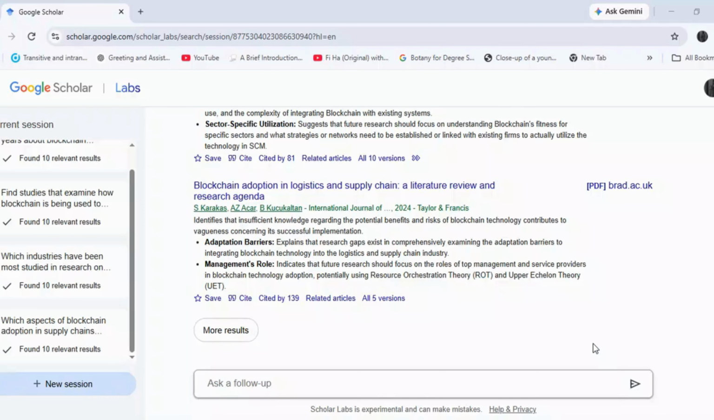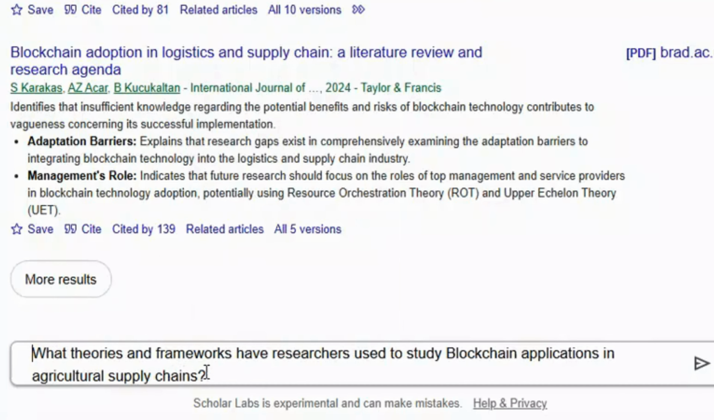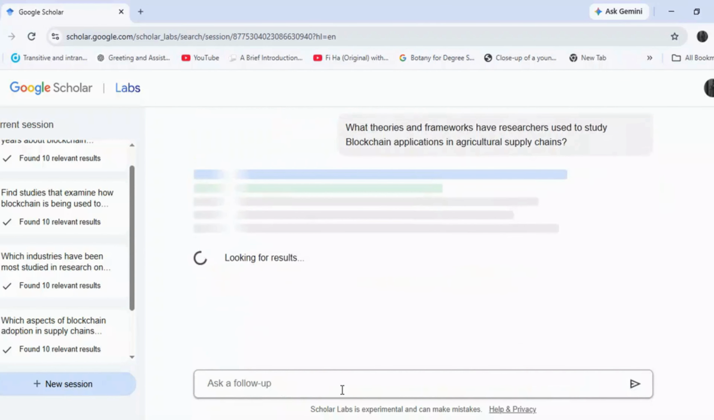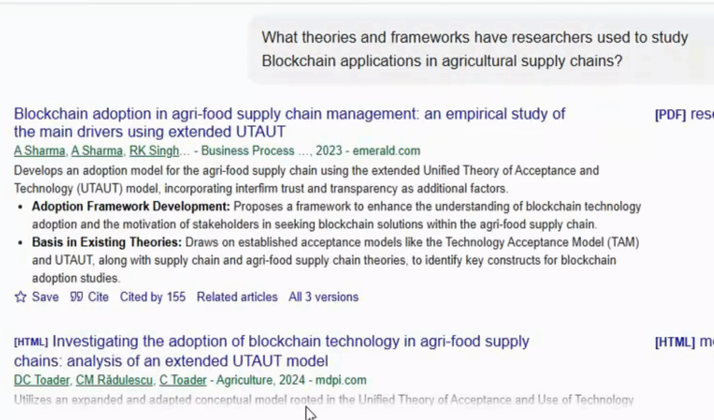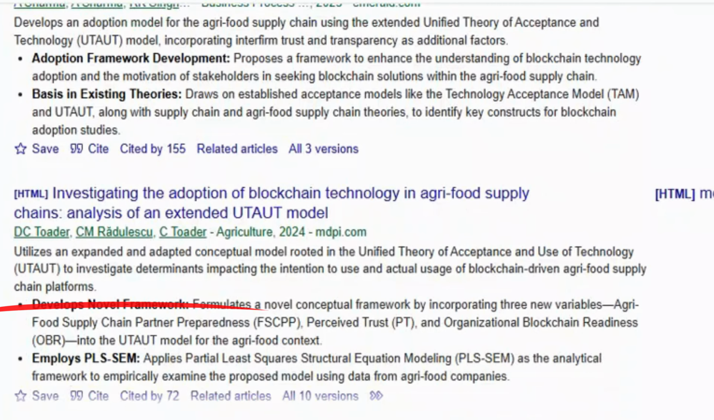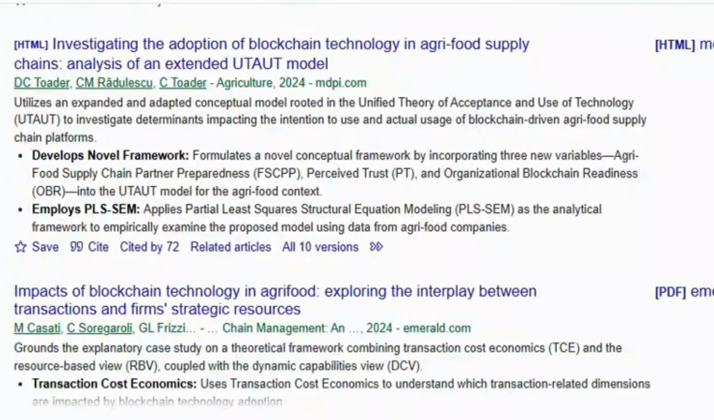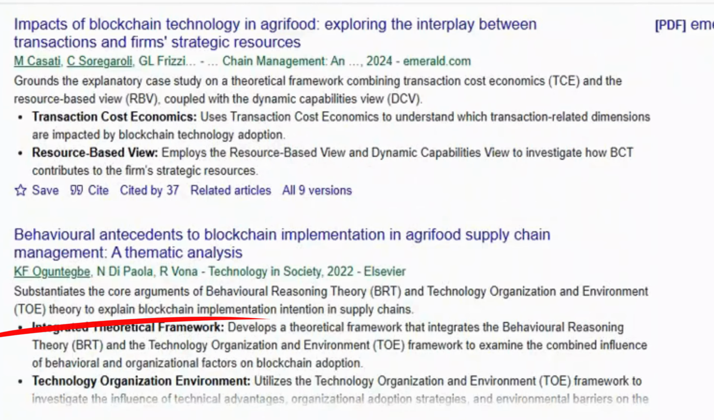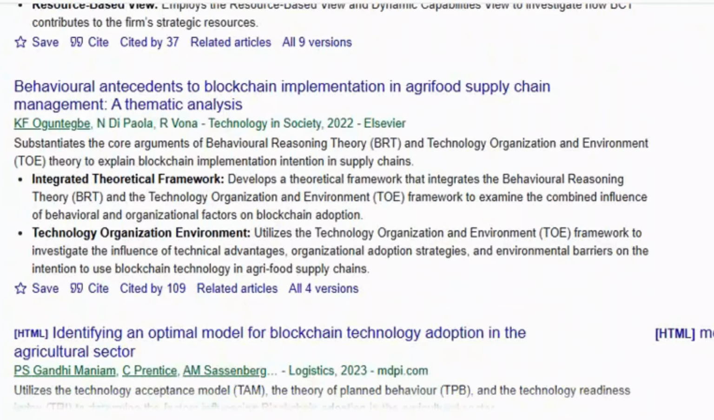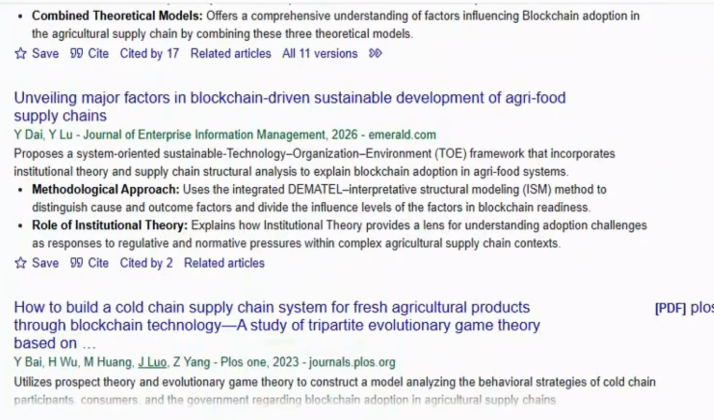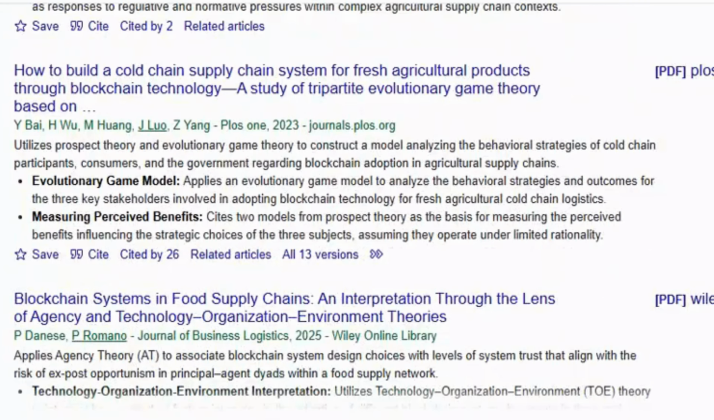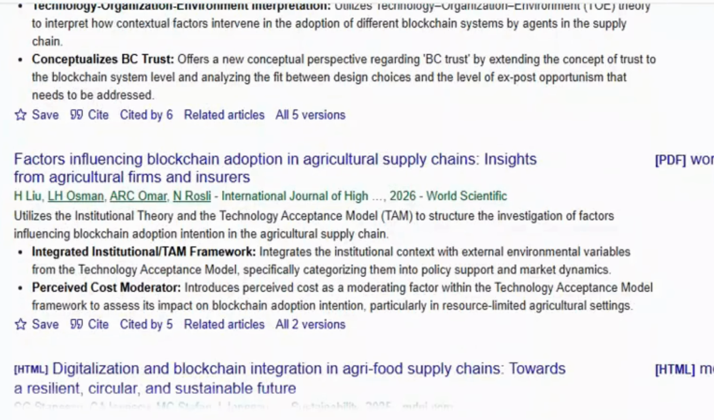So, I used a prompt such as, "What theories and frameworks have researchers used to study blockchain applications in agricultural supply chains?" Now Scholar Labs has identified the main theories and frameworks used across the research. For example, the results include the unified theory of acceptance and use of technology, the agri-food supply chain partner preparedness framework, the resource-based view, and behavioral reasoning theory. This is helpful because it gives me an overview of the theoretical and conceptual approaches used across previous studies, which makes it easier to compare the literature.